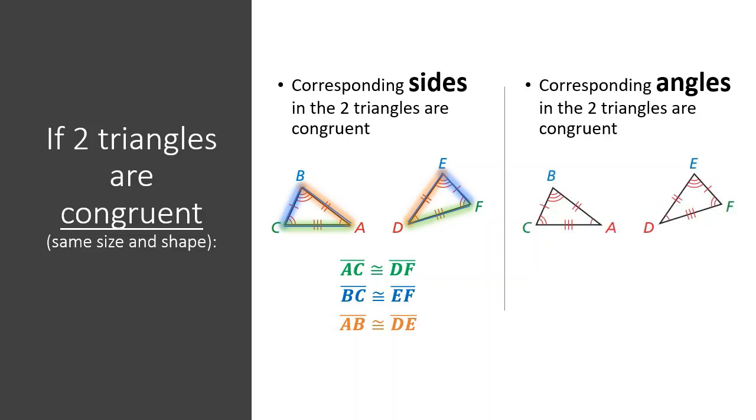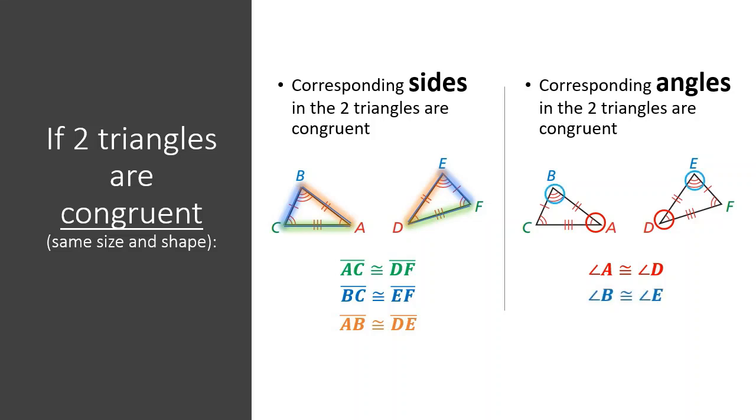Looking at the angles, we're using a different marker here. We're using those arc symbols, and the corresponding angles from one triangle to the other that are congruent are going to have the same number of arcs in there. So if we look at A and D, for instance, those two angles are labeled with one arc symbol. So that means that those are the same measure. So angle A and angle D correspond to each other and are congruent.